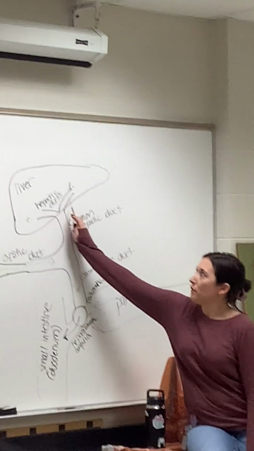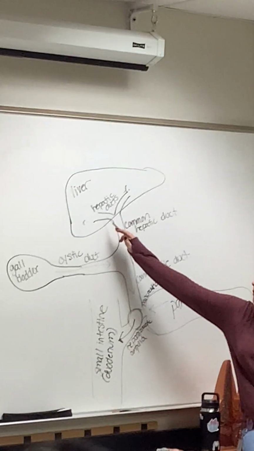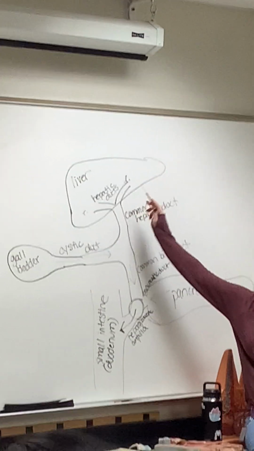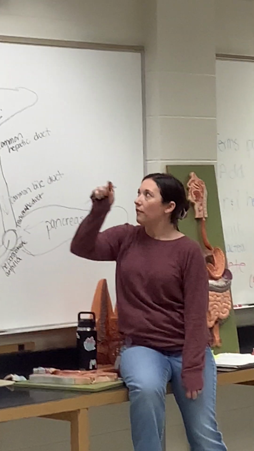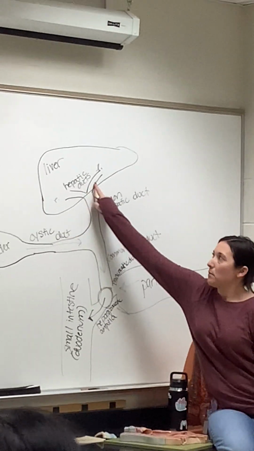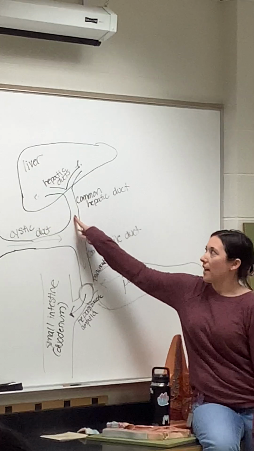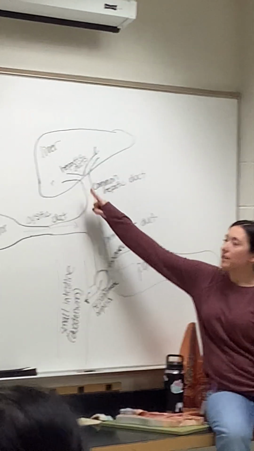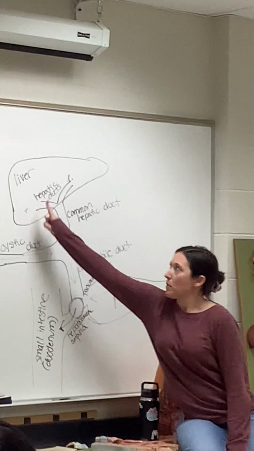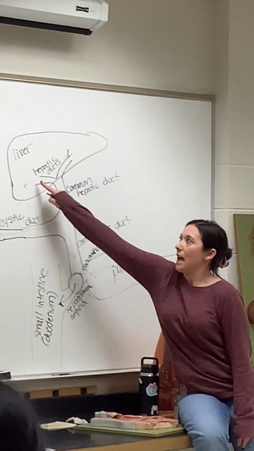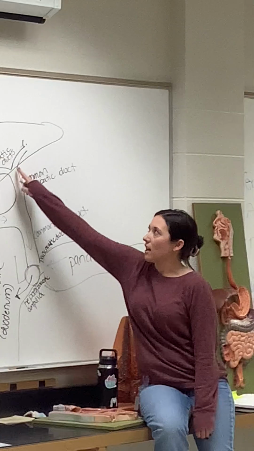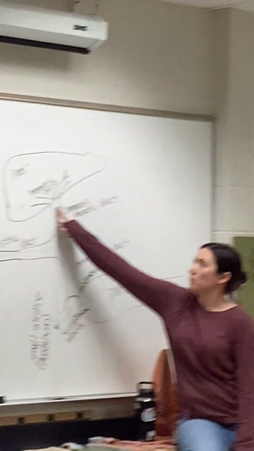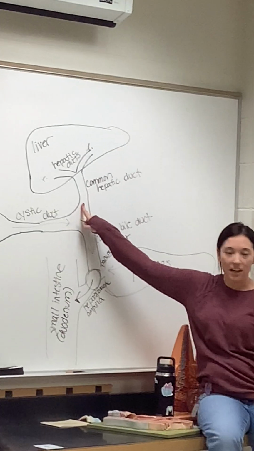These first two vessels that branch into the liver are called the right and left hepatic ducts. Those two ducts are going to merge together to form the common hepatic duct. The liver creates bile, and depending on where it's getting created, it's going to get emptied into either the right or left hepatic duct, which both end up going to a common place, the common hepatic duct.